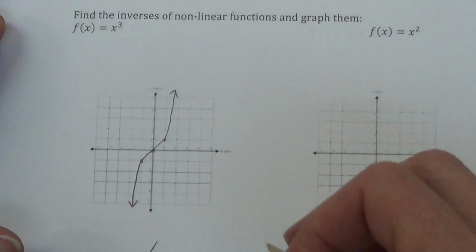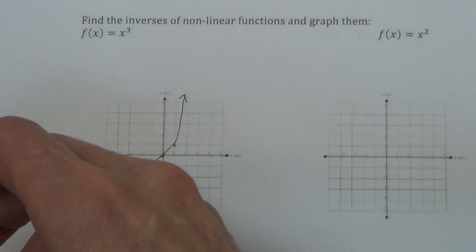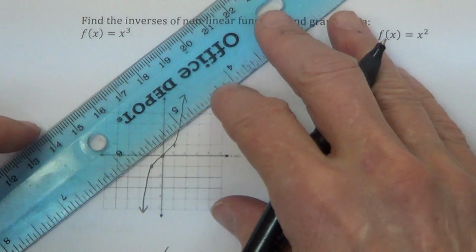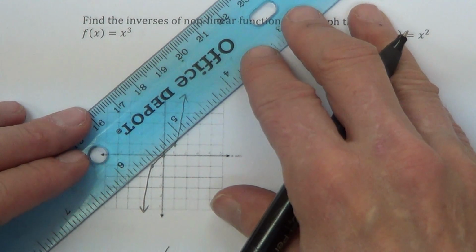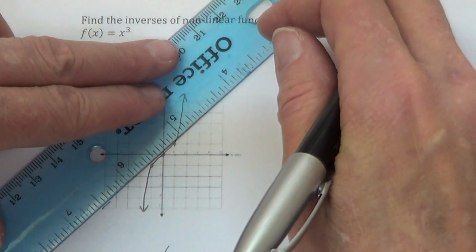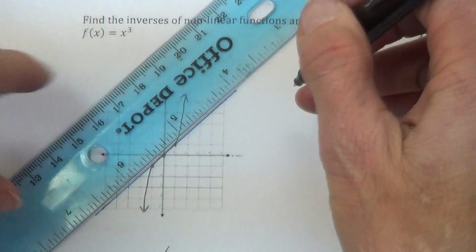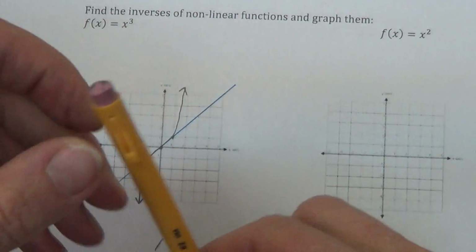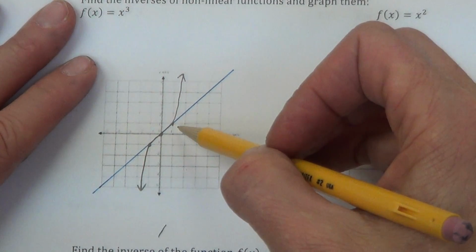Now to find the inverse of that, let's put on our inverse line. Remember, our inverse line is y equals x. It's the parent function of the linear graphs. So funny enough, our vertex lays right on this line. So it's going to lay right on our line for when we find the inverse.